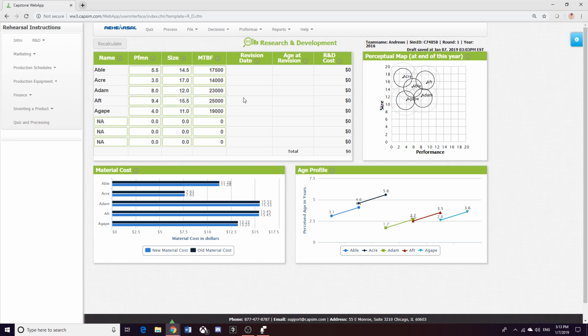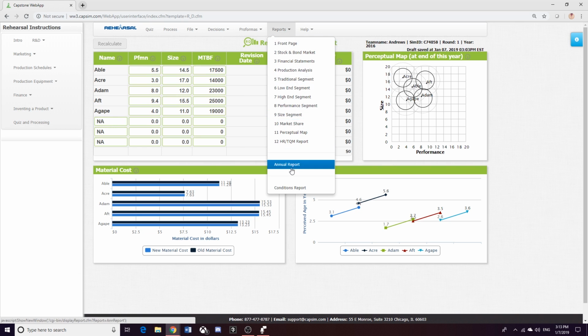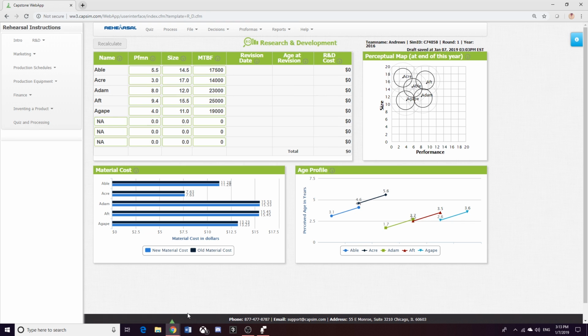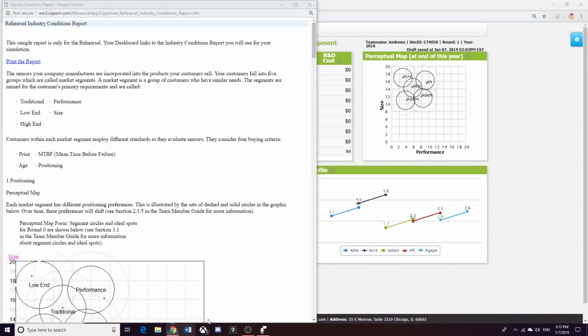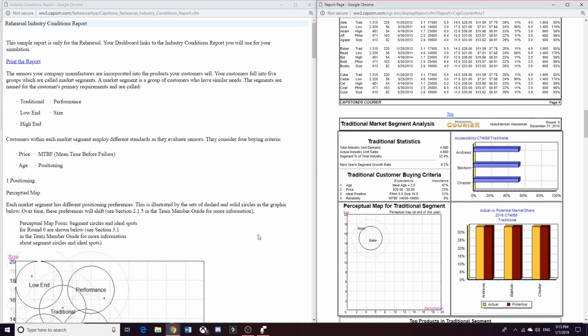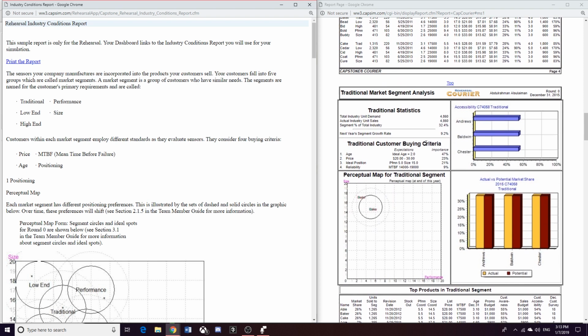So let's get going. To make these decisions, you're gonna need two reports. The first report is the courier report, and you can click on any of these to open it. And also we're gonna need the conditions report. So I already have them open in here, this one and this one. So this is the industry conditions report, and this is the Capsim courier report. So you're gonna need these two open. So let's go.